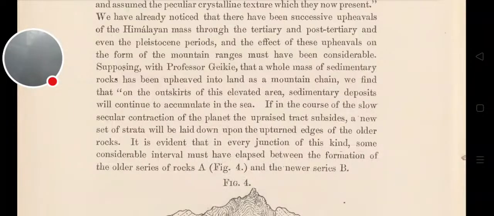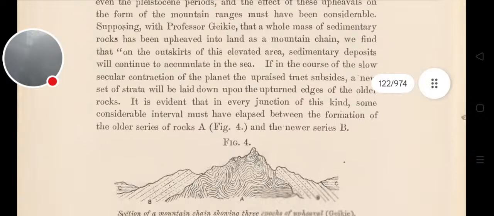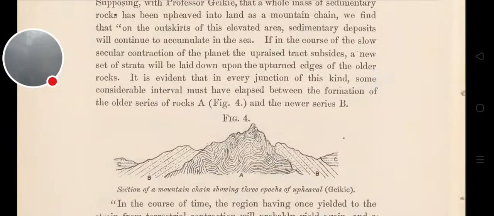Supposing, with Professor Geeky, that a whole mass of sedimentary rocks has been upheaved into land as a mountain chain, we find that on the outskirts of this elevated area, sedimentary deposits will continue to accumulate in the sea. If, in the course of the slow secular contraction of the planet, the upraised tract subsides, a new set of strata will be laid down upon the upturned edges of the older rocks. It is evident that in every junction of this kind, some considerable interval must have elapsed between the formation of the older series of rocks shown as A in figure 4 and the newer series shown as B in figure 4.